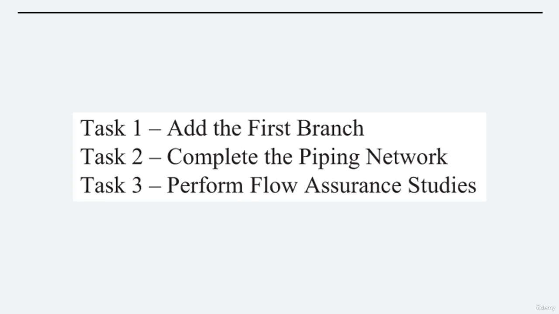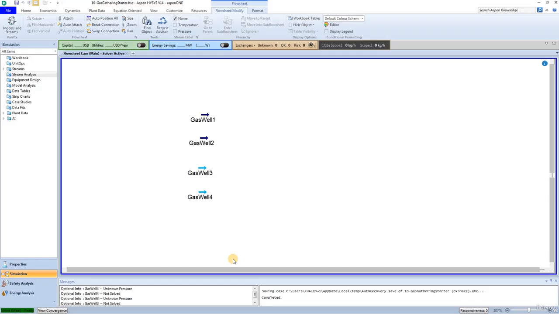This video includes the following tasks. Task 1. Add the first branch. Task 2. Complete the piping network. Task 3. Perform flow assurance studies. Task 1. Add the first branch.